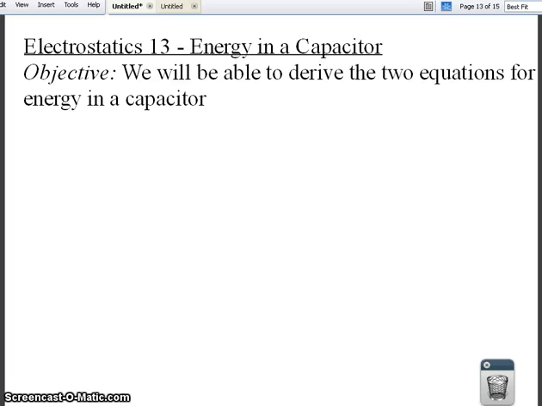Good morning, class, and welcome to this lesson on Electrostatics 13, energy in a capacitor. Today, we will be able to derive the two equations for energy in a capacitor.